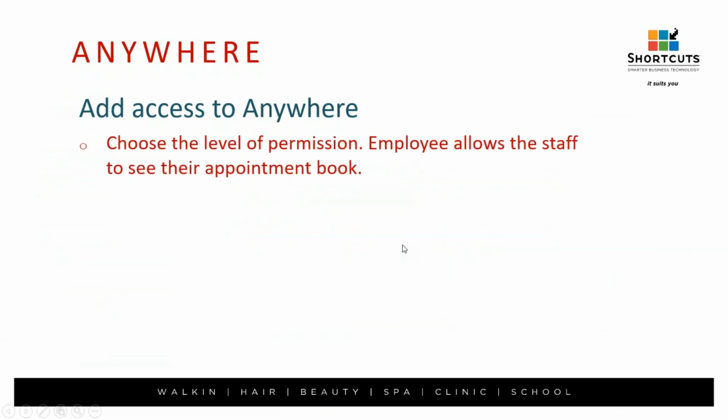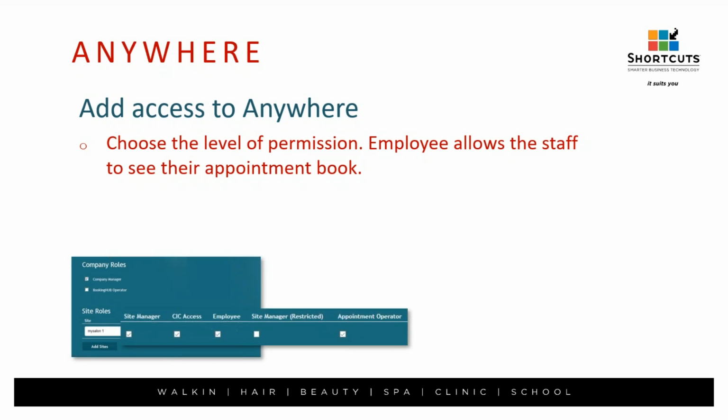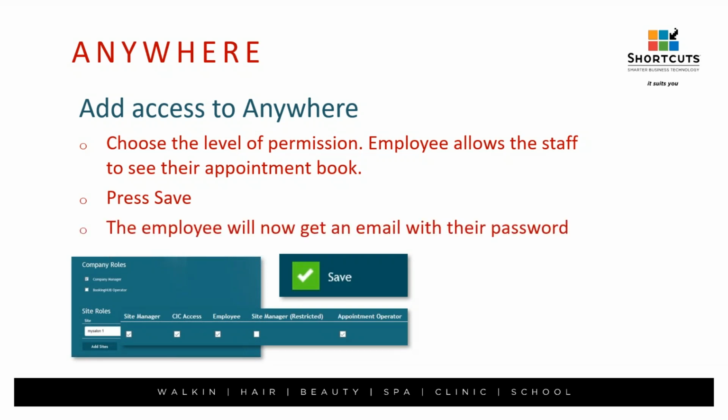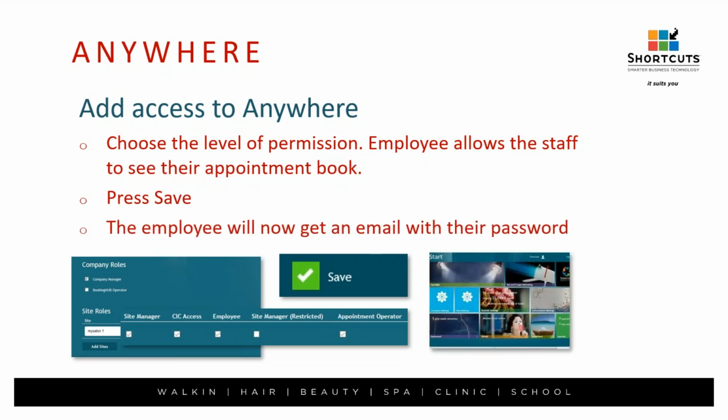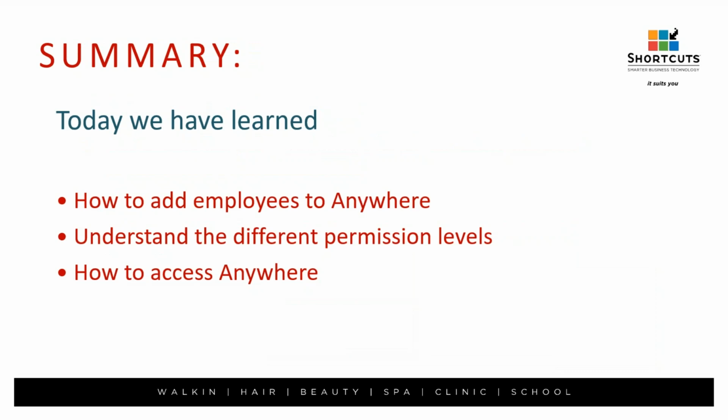And believe it or not, that's how easy it is to give your staff permission to access Anywhere. You're going to need an email. You're going to need to choose what level of permission they have. And then once you press save, the employee will be able to access that. So you should now know how to add staff to Anywhere, a little bit about the differences between the permission levels, and how to access Anywhere.